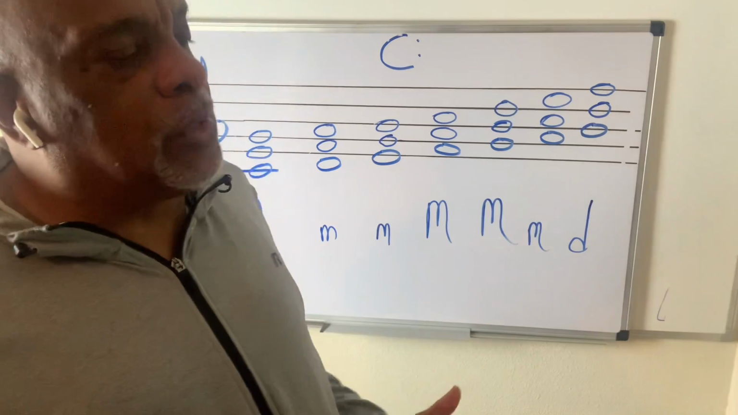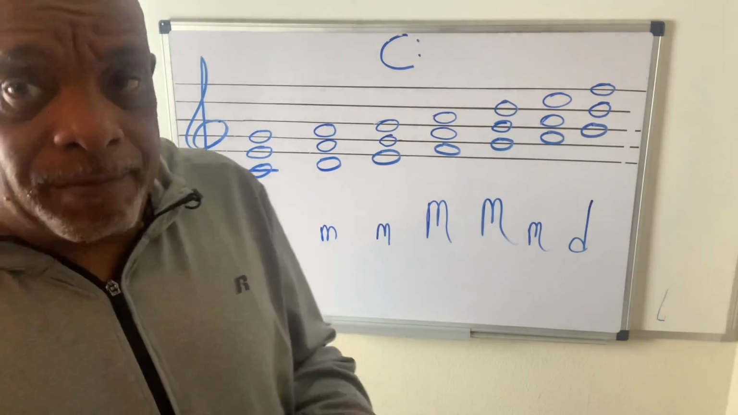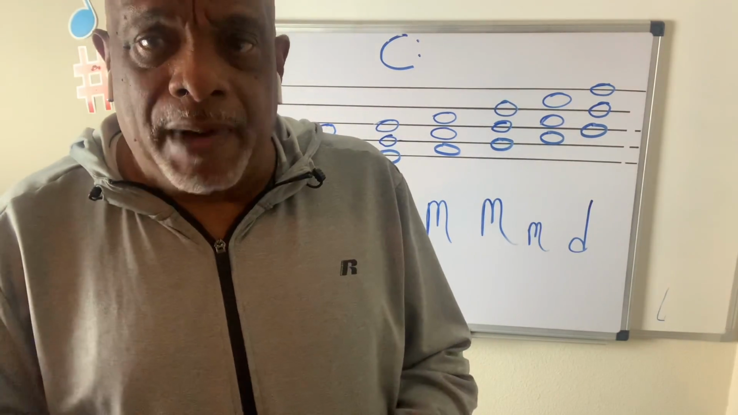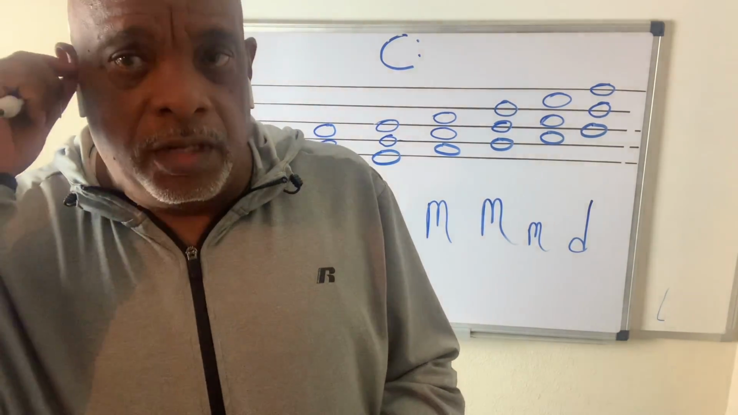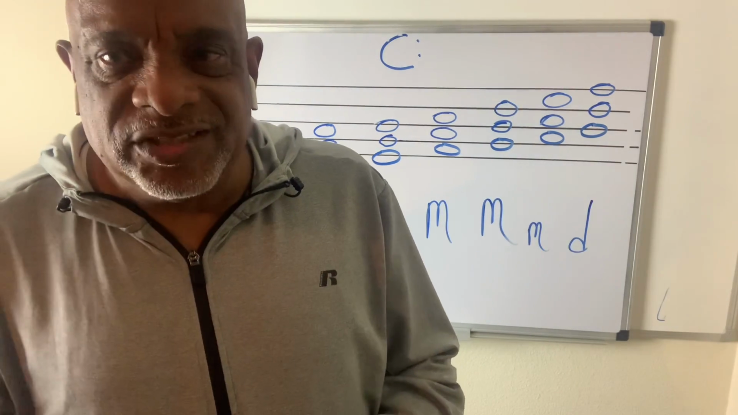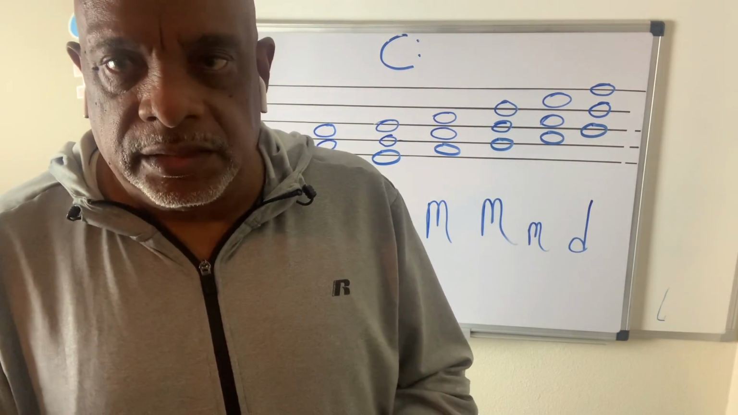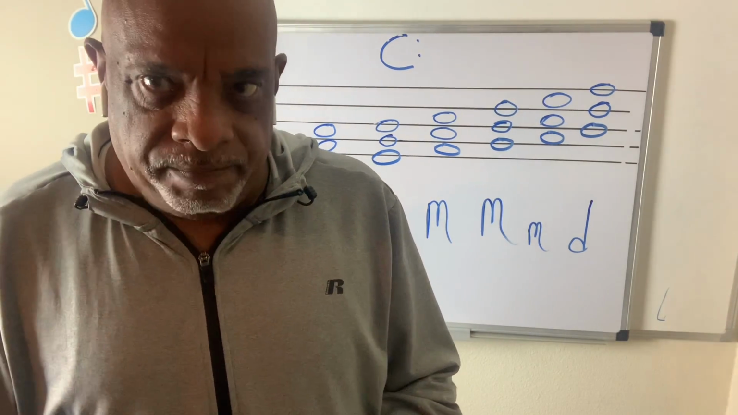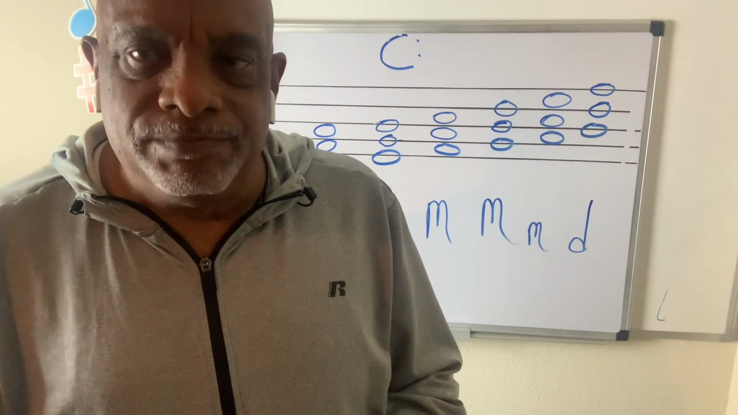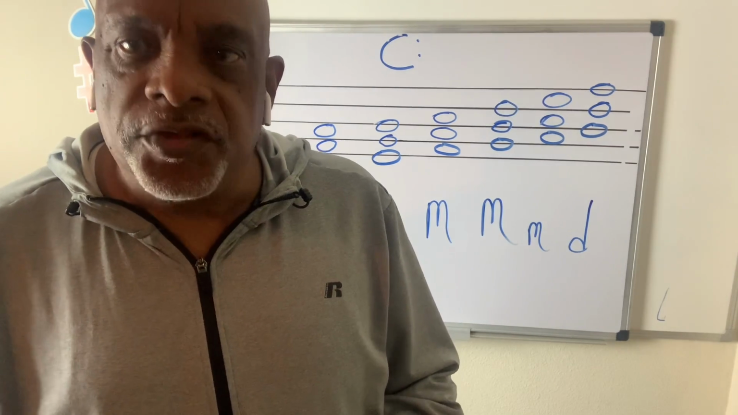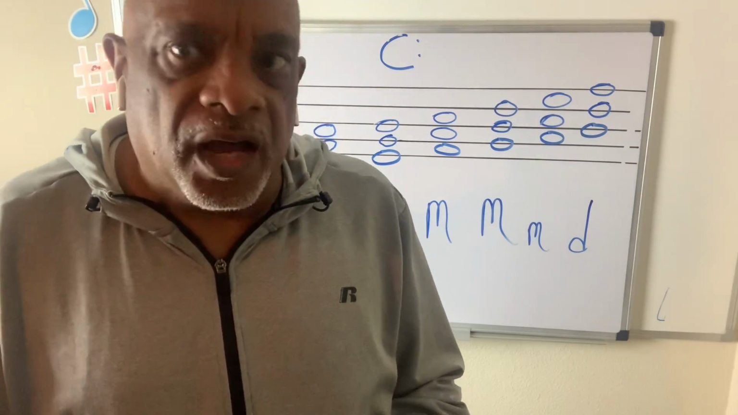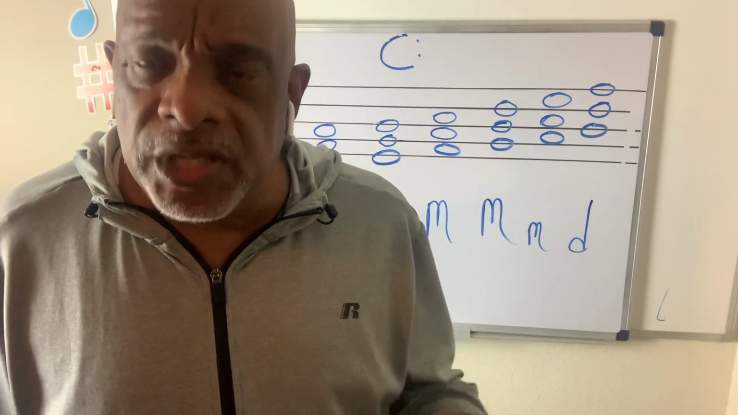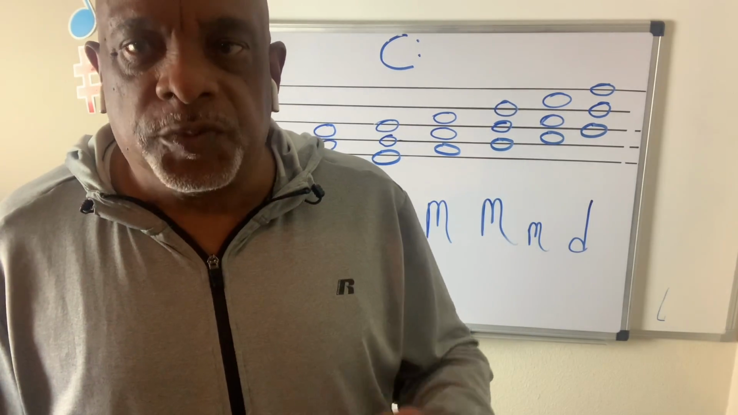So let's go over this one more time. In order to get a minor chord in any key or any scale, you lower the third a half step. In order to get an augmented chord, you raise the fifth a half step. In order to get a diminished chord, you lower the third and the fifth a half step. Okay? That's how you get those particular triads.